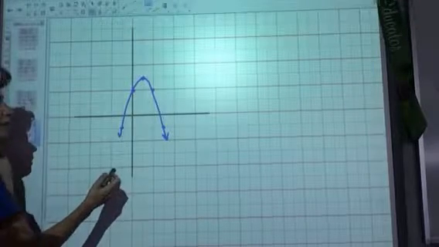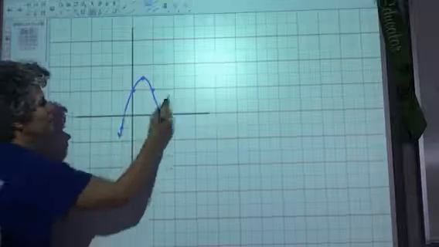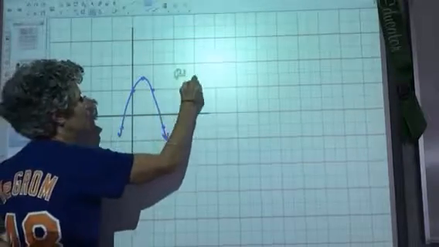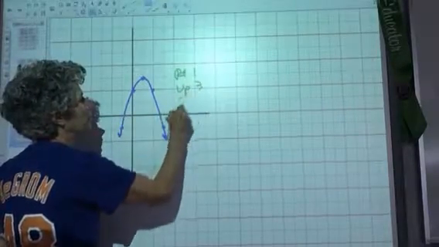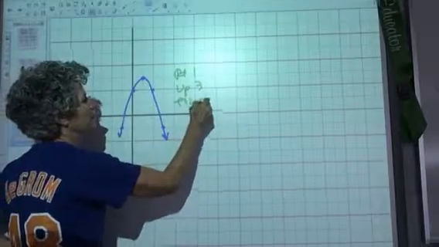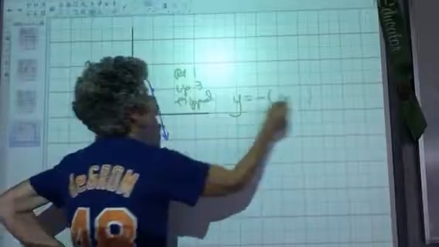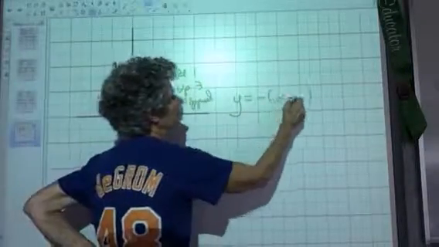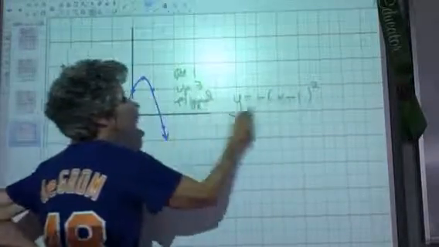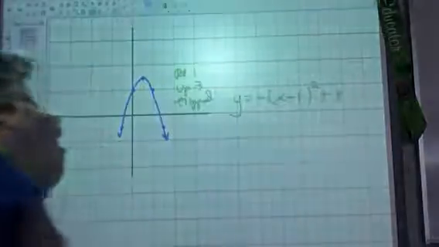Okay, and here's one for you to try. So that's the parabola, it's going to be squared. And so the vertex has gone to the right 1, up 3, and is flipped. So flip, put a negative out there, it went to the right 1, so I'm going to put x minus 1, and then it went up 3. And that's your answer.